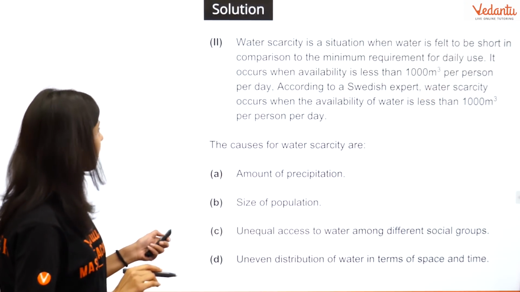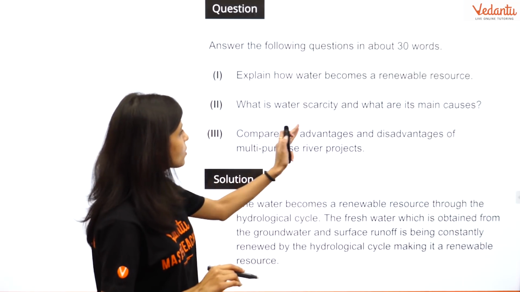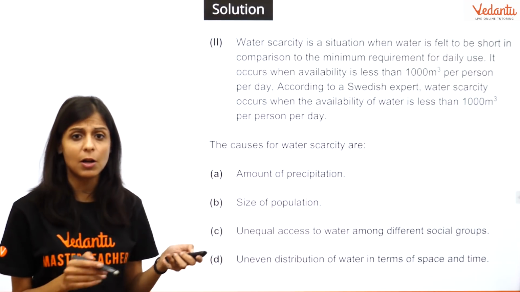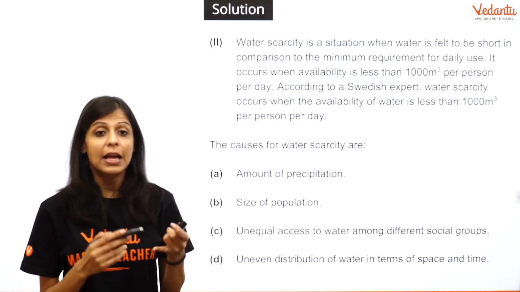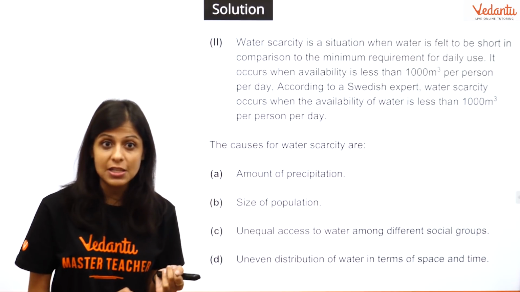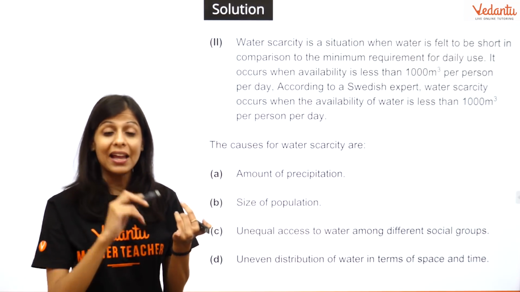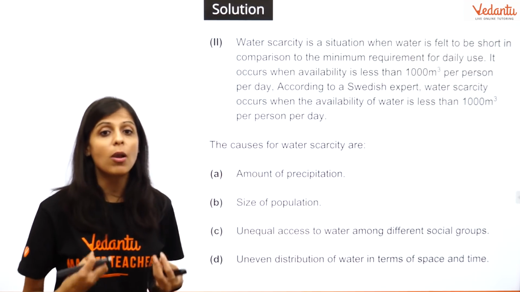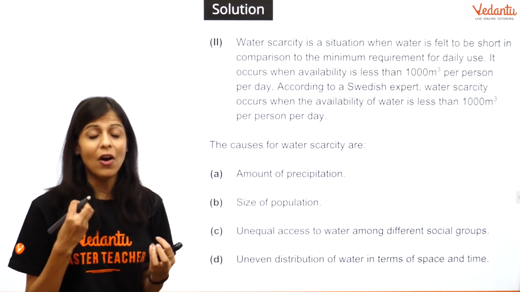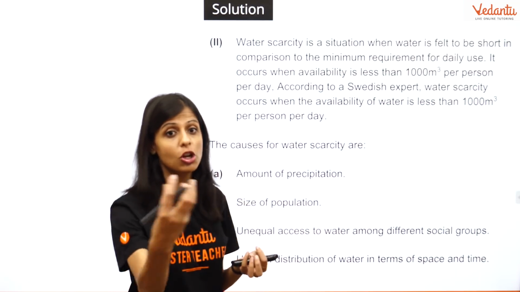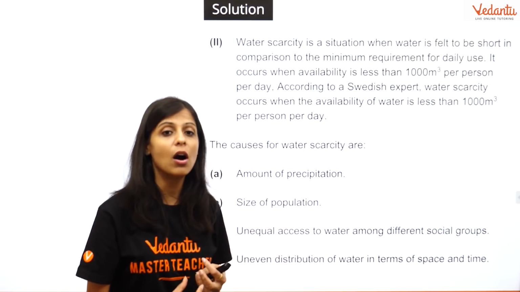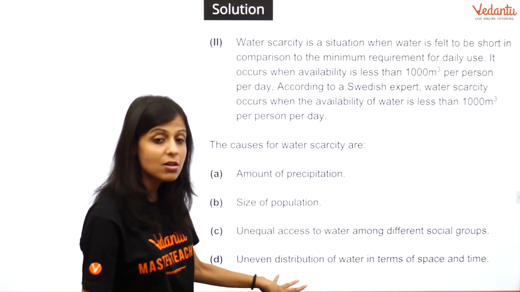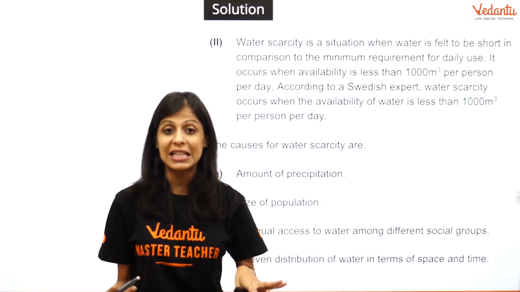Jumping on to the next part: what is water scarcity and what are its main causes? Of course, you know about the main causes. It's because of the amount of rainfall that you get. It's because of the population size. It's because of the unequal distribution of water when it comes to rainfall, monsoon, and unequal access, like different social groups not sharing the water. There's no equitable distribution of water. So yes, all these factors cause water scarcity in the country.